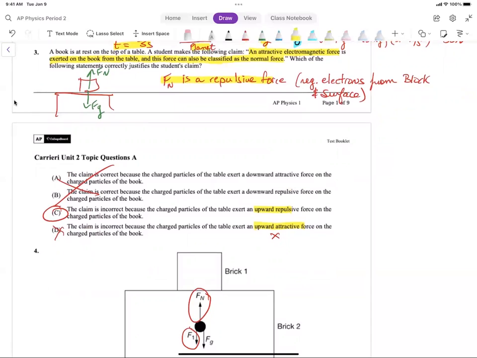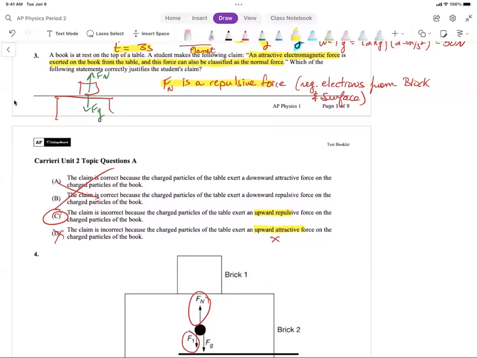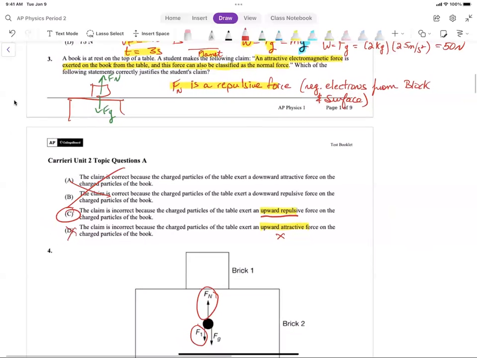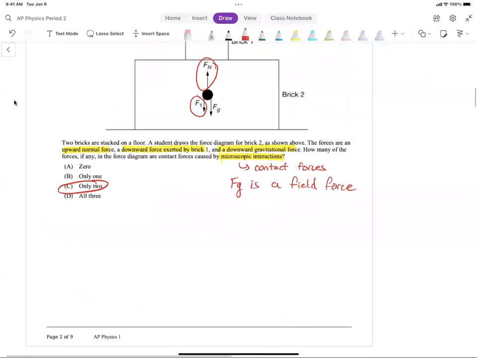D shows that the claim is incorrect because the charged particles of the table exert an upward force on the charged particles of the book. I think I actually circled the wrong answer. That looks right. Oh, I see what I did. That is wrong because they said upward attractive force. Again, it's an upward repulsive force. So just a little bit of vocab to try to trick you. Be very careful to read the words. So C was the correct answer.